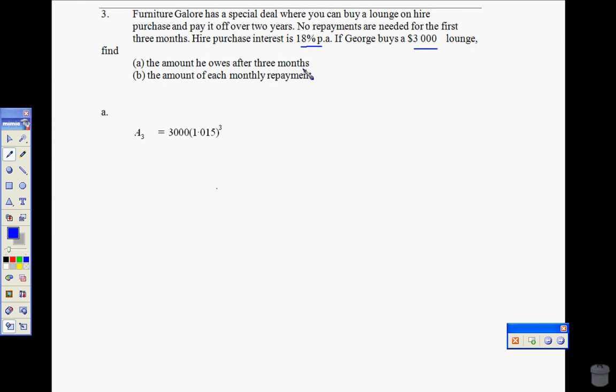Well, it's not a great way to buy something because you're not making any payments to start off with, but they're still going to charge you interest. So the $3,000 is what you owe, but it's getting charged 18% interest. So 18% per annum comes down to 1.5% per month. That's where we get the 1 plus 1.5%, so the 1.015, and that's going to get charged for 3 months.